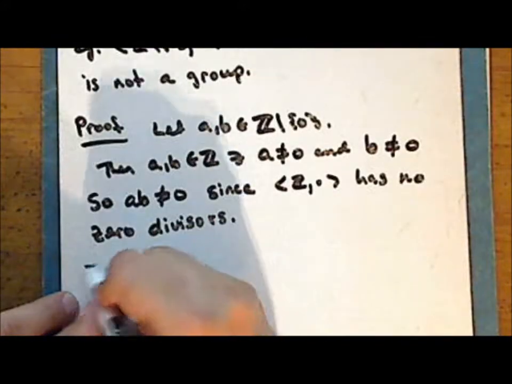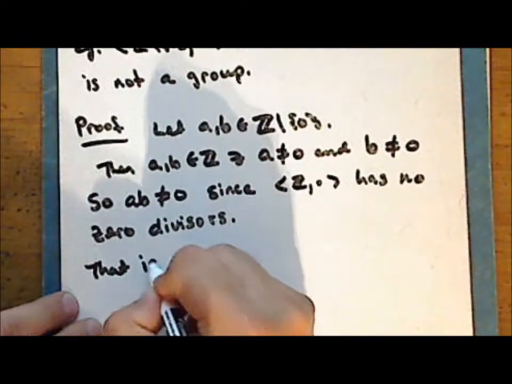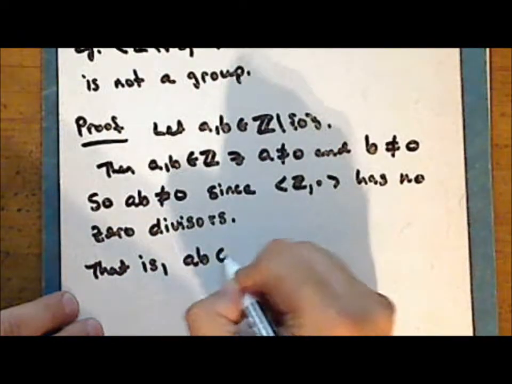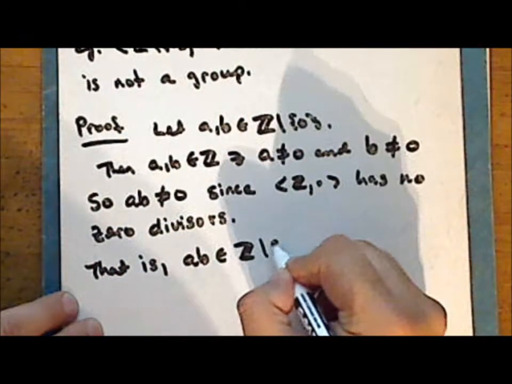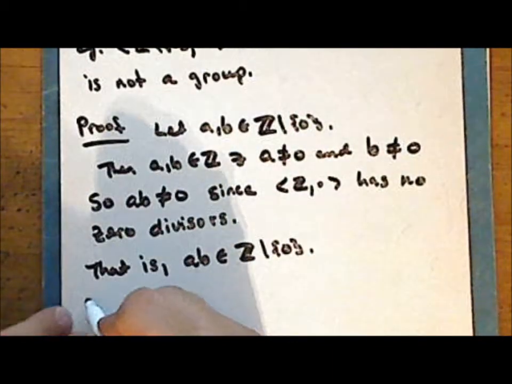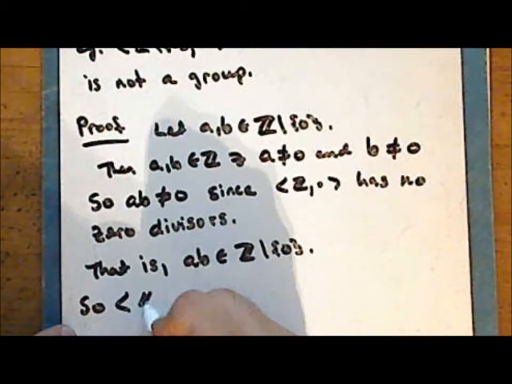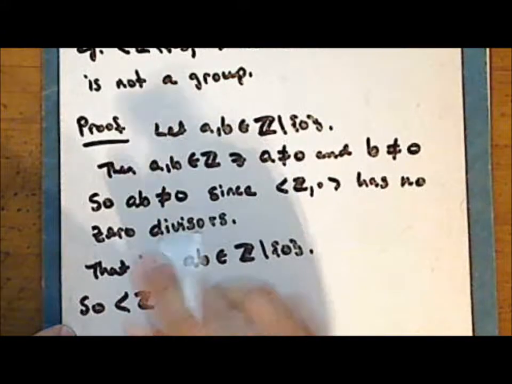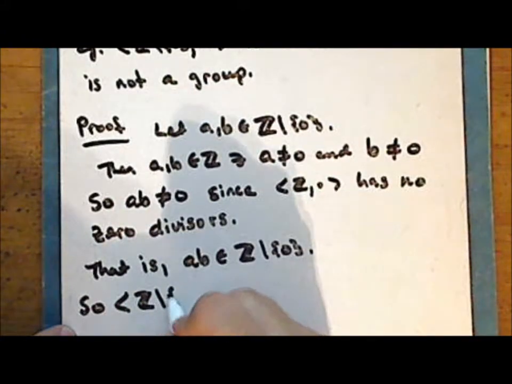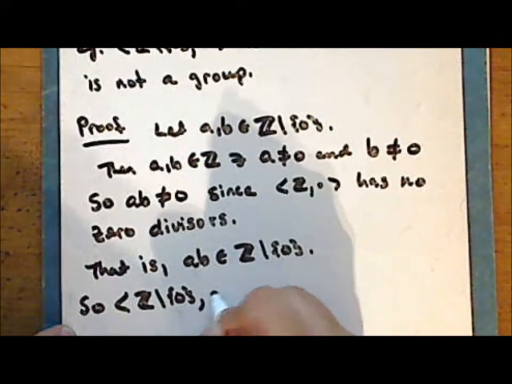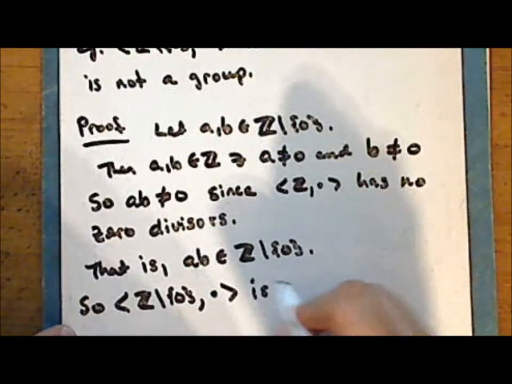That is, the product, A times B, is in the set of non-zero integers. And so the non-zero integers under multiplication is a magma.